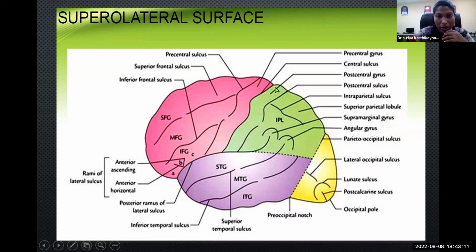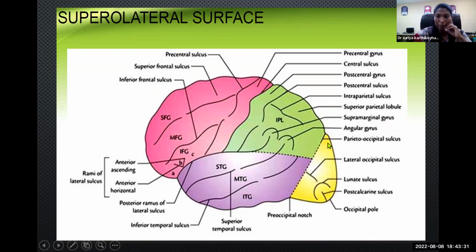Okay. So what is this? What are these four lobes first? This is frontal, this is parietal, this is temporal, and this will be occipital. Okay. And this one is the central sulcus. This is the lateral sulcus. Then we have the parieto-occipital sulcus.